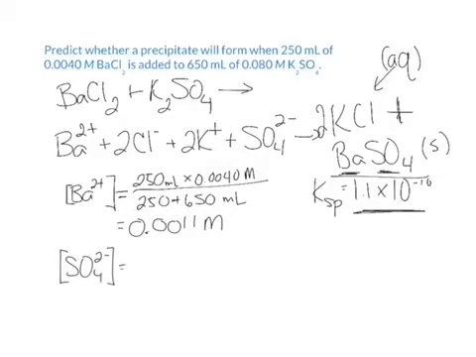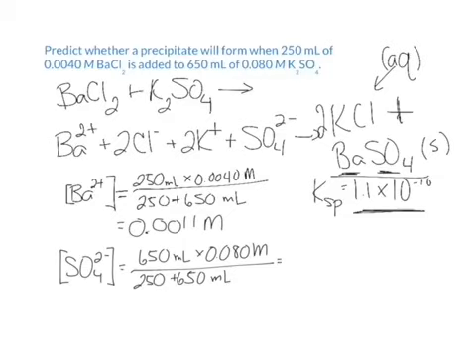Now let's do the same thing for the sulfate. We take the volume of the original sulfate solution times the molarity, divided by the total volume again. The overall concentration for the sulfate ion is 0.0058 molar. So now we can set up the reaction quotient to see what the Q of this particular scenario would be.